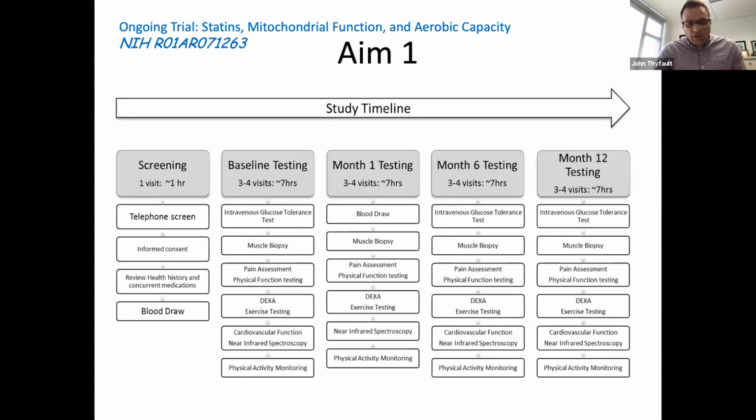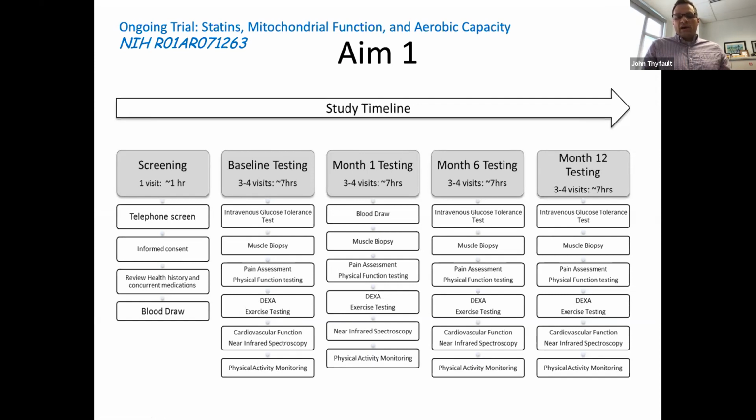And I just want to talk a little bit about the difficulties in doing a clinical trial where you're also trying to do basically hardcore basic science. So we are doing screening, then we do baseline testing in 3 to 4 visits, and we collect all these different outcome measures. The muscle biopsies we're doing, and then we're doing about 4 to 5 hours of respiration studies on mitochondrial biology. We do biopsies again at 1 month, 6 months, and 12 months. We have glucose tolerance tests along here. We have VO2 max tests along here.